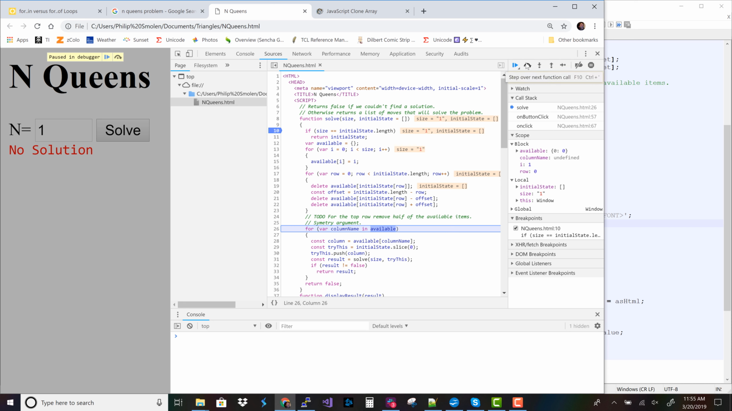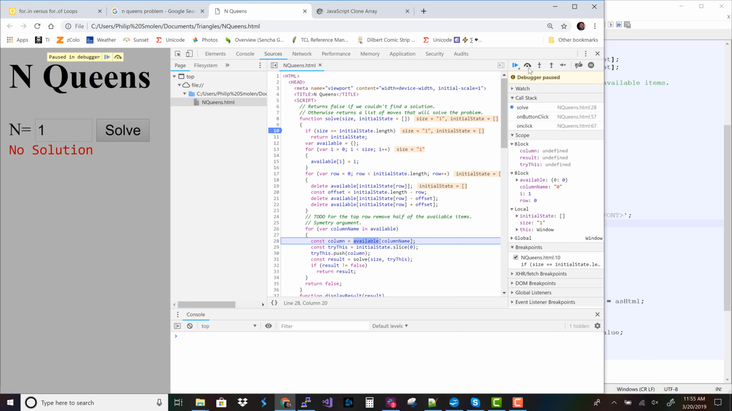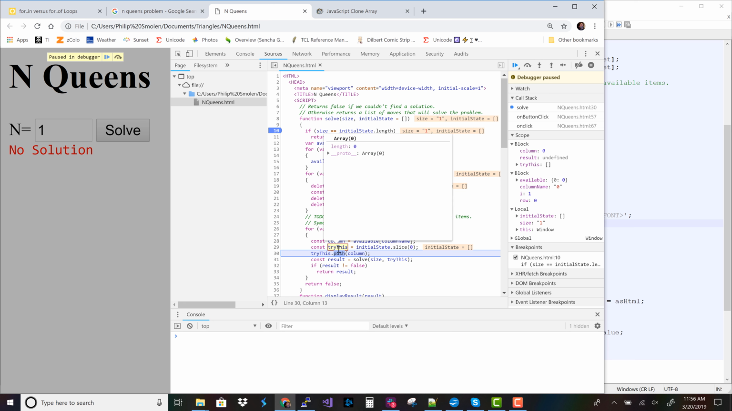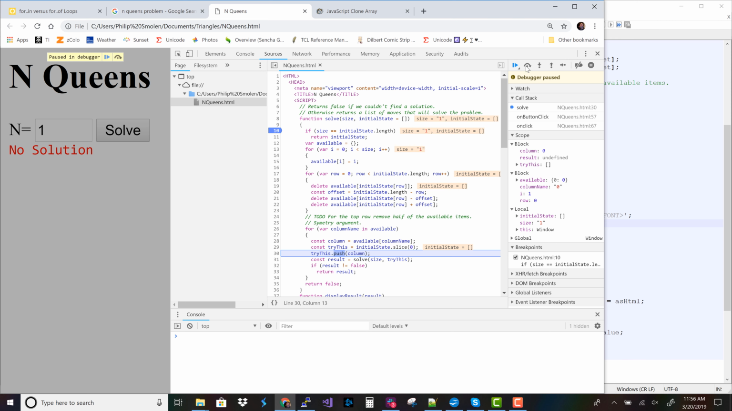All right, so step over. All right, so column name is 0. Again, it is in quotes. It is that string that we're trying to avoid. So column becomes 0, but not in quotes. It's actually a number. Try this. So we duplicated the array, and now we're going to modify it.